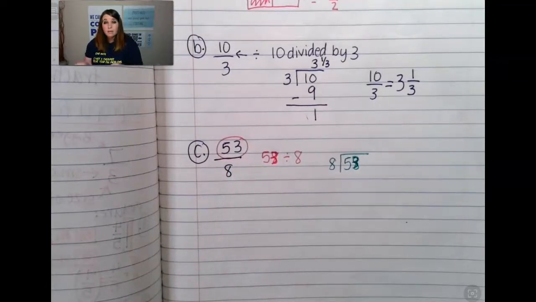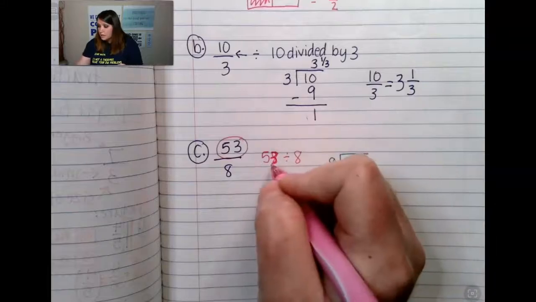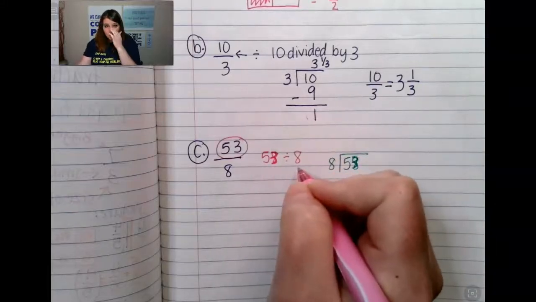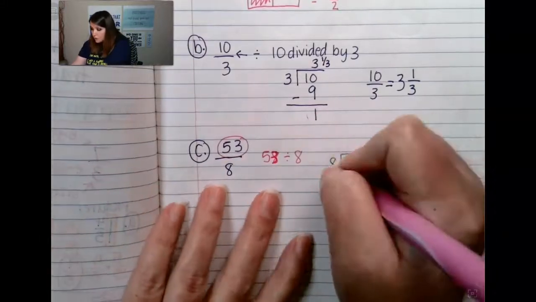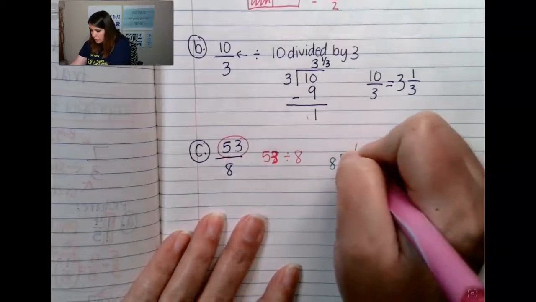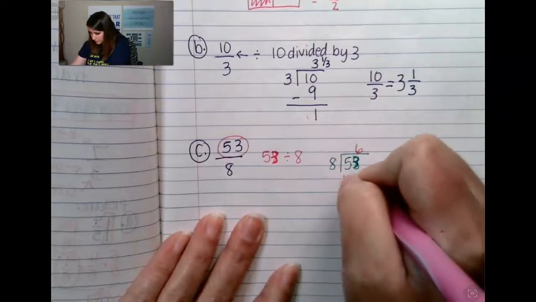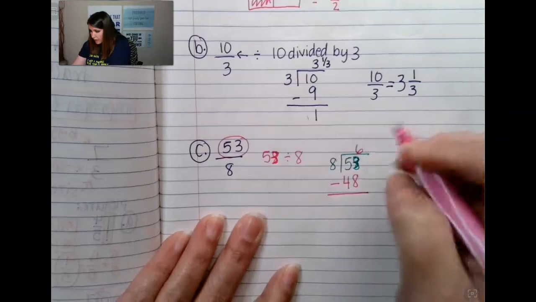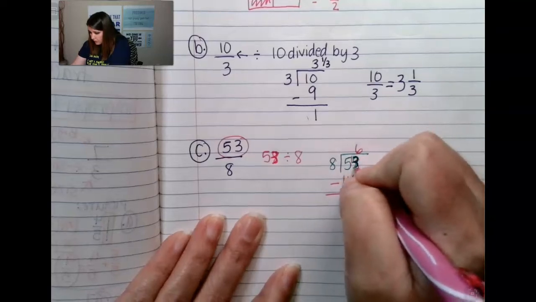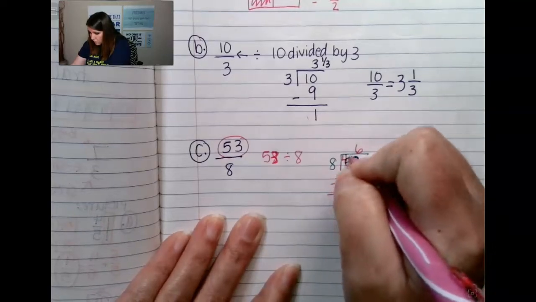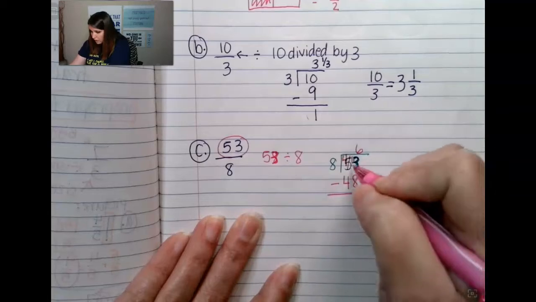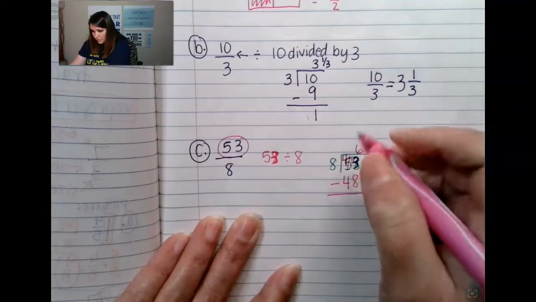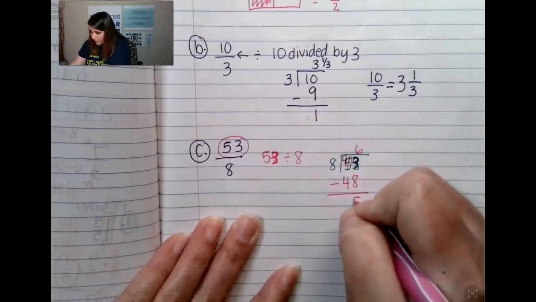Sorry. Okay, ready? So I know that 6 times 8 is 48. So if I do 8 times 6, I will get 48. And now I can subtract. Okay, this becomes 13, and that becomes 4, because I had to borrow. So 8 to 13 is 5.